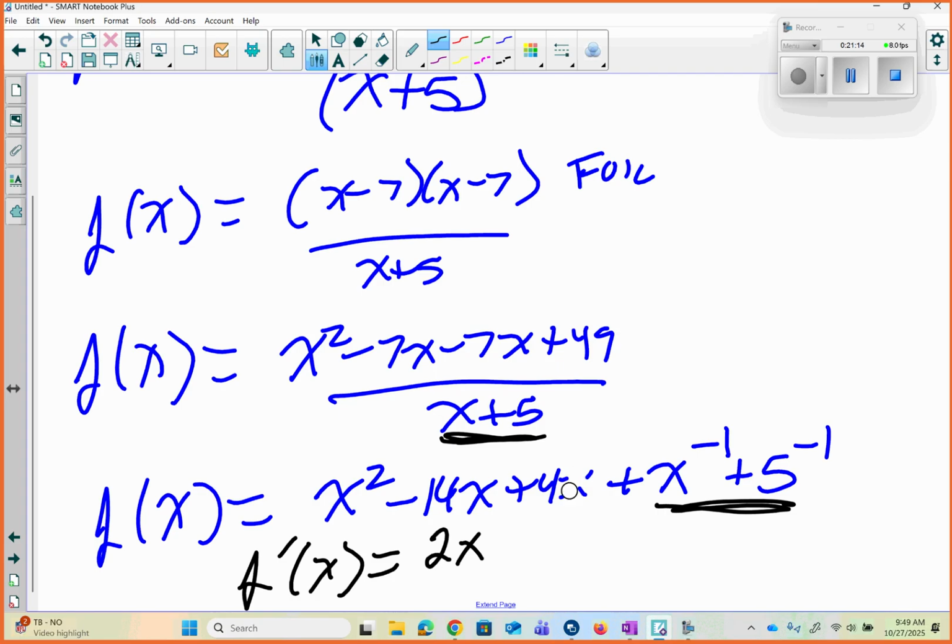That should have been a 49, sorry. Minus 14, that's gone. This becomes minus x to the minus 2. And that's gone. And so then this cleans up to be this.